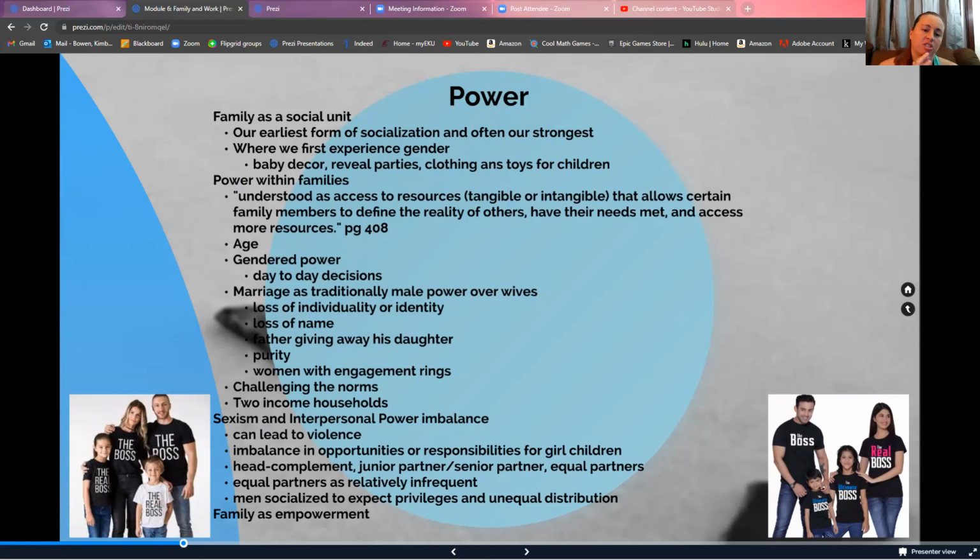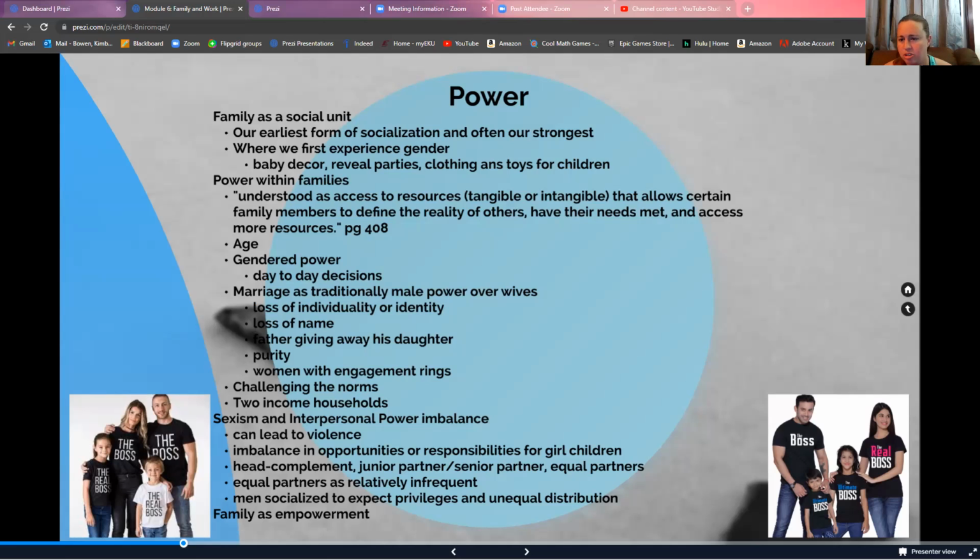So power within family is understood as the ability to access resources and the ability to define the reality of others and to allot them resources or restrict them resources, depending. We see age being a very big factor in where the power dynamics are in families. So once you get to a certain elderly age, you lose your ability to have a lot of autonomy within your family. And while you may have wisdom and may be sought after in some ways, you're also going to lose that ability to be seen as a productive member.